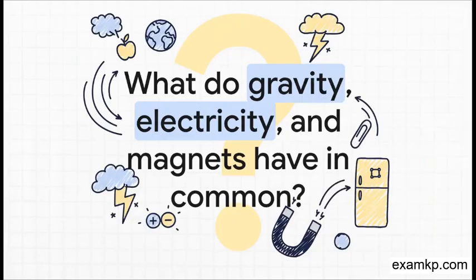So let me ask you a question. What do things like gravity, the static shock you get from a blanket, and a simple magnet all have in common? Well, the answer is fields. Think of them as invisible zones of force that let objects push or pull on each other without ever touching them. It's a huge idea in physics, and today we're going to break it all down.